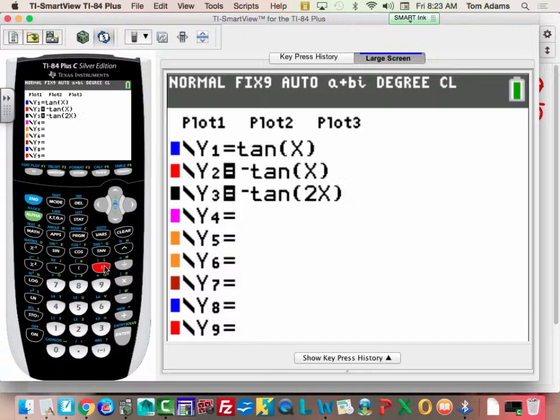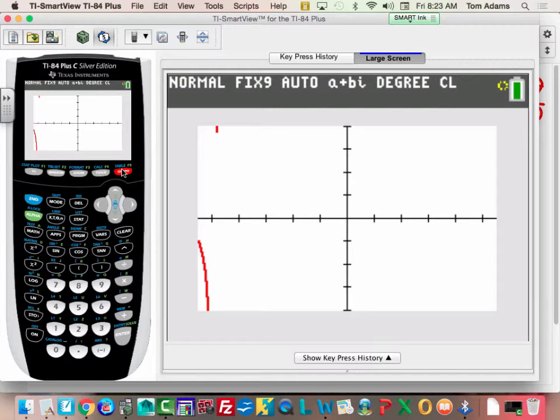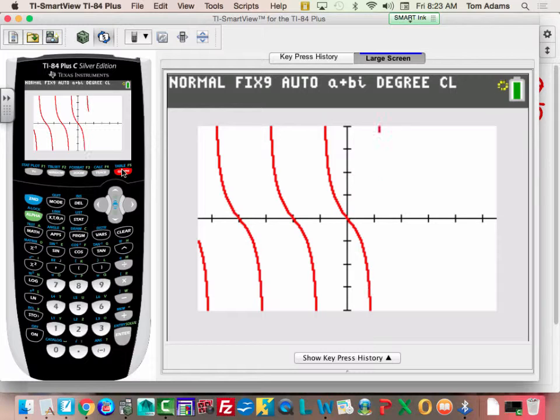Raise your hand. How many people think shrink? All right. How many people think stretch? All right. We're going to find out. You guys ready? Let's see. So there's the original negative tangent of x.